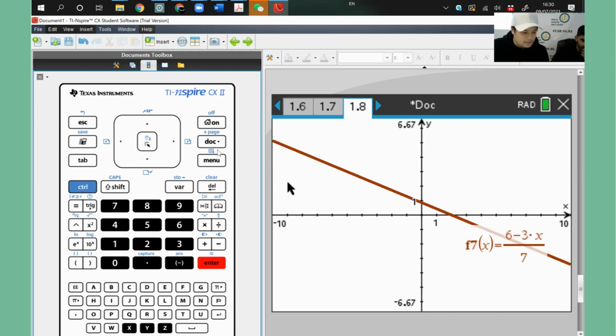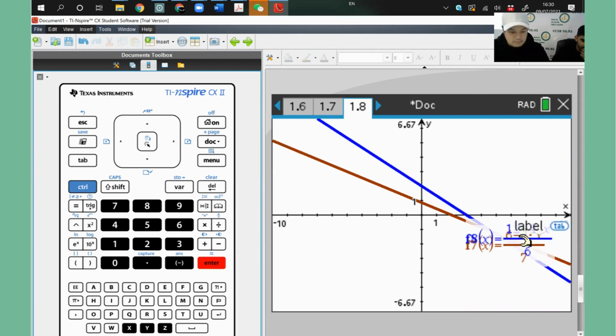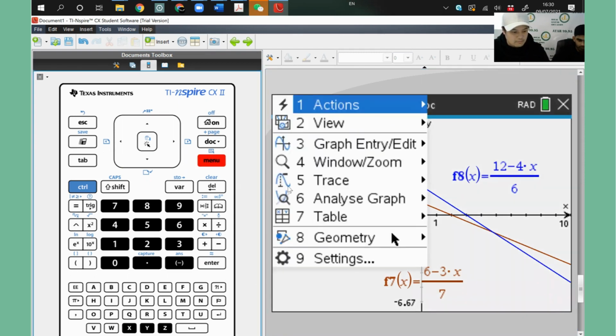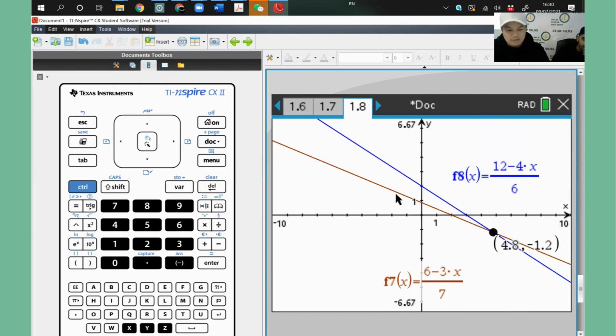Enter. The other one tag, control 12 minus 4x on 6. Enter. Hey, that's an intercept. Okay, I see an intercept. And then menu, graph analyze, intersection. Okay, I got this. But you can see it's not efficient, right?